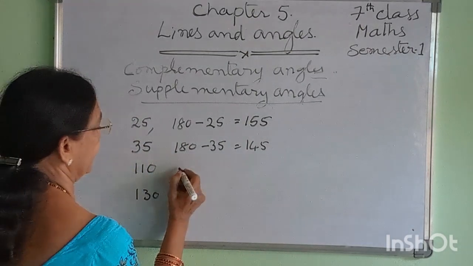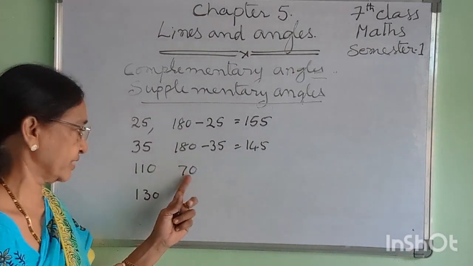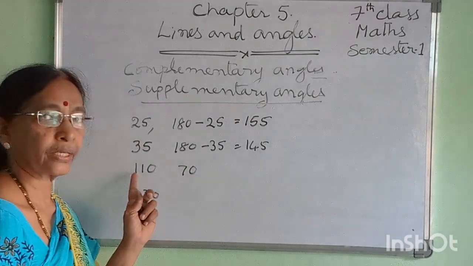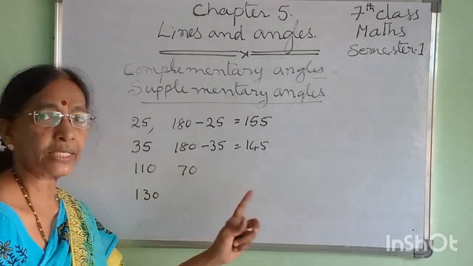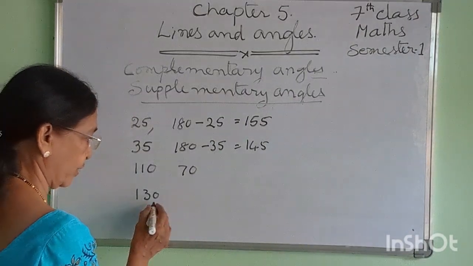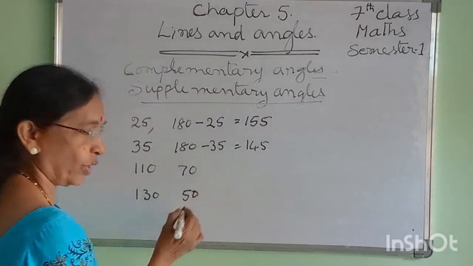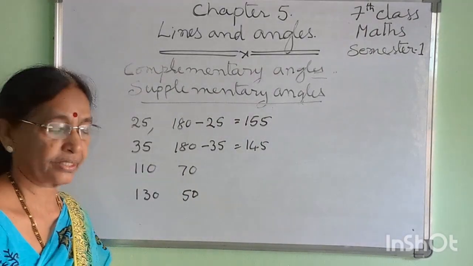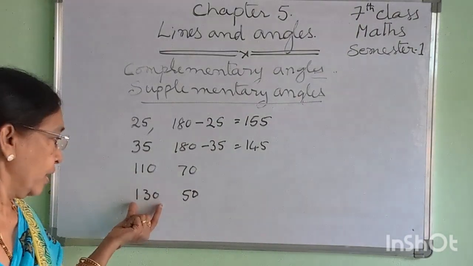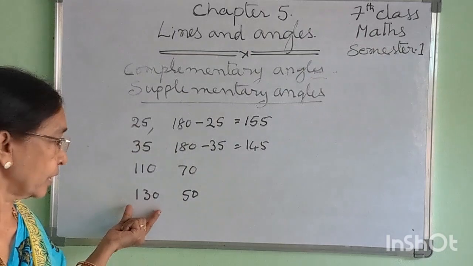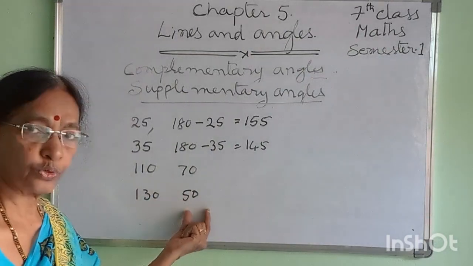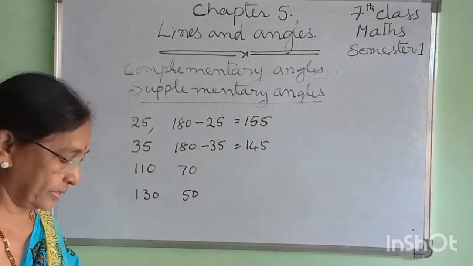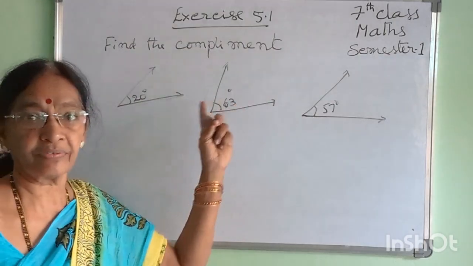For 110, 180 minus 110 is 70 degrees. If we add 70 to 110 we get 180. Therefore 70 is the supplement to 110, or 110 and 70 are supplementary angles. Next, 130 and 50 are supplementary angles because 130 plus 50 is equal to 180. Therefore 50 is the supplement to 130 and 130 is the supplement to 50, or 130 and 50 are supplementary angles. Next, exercise 5.1, first problem.